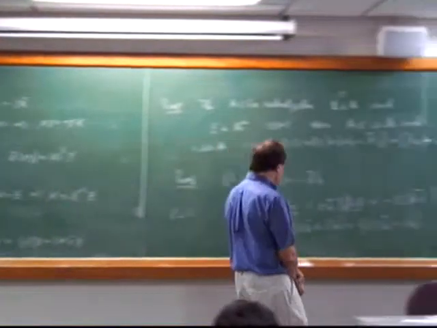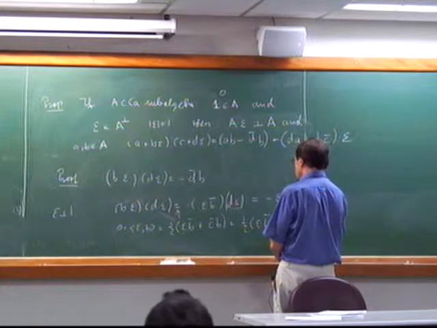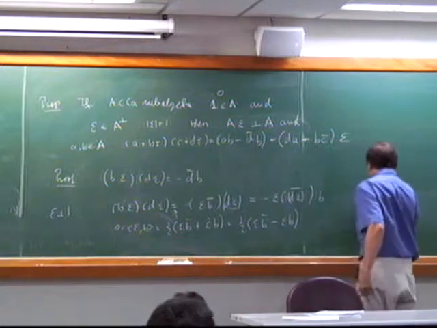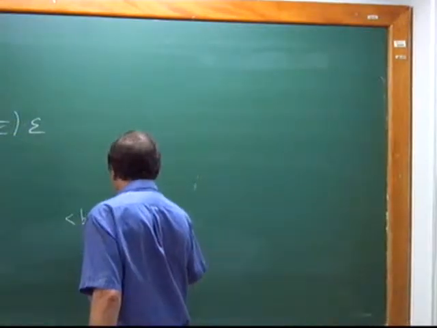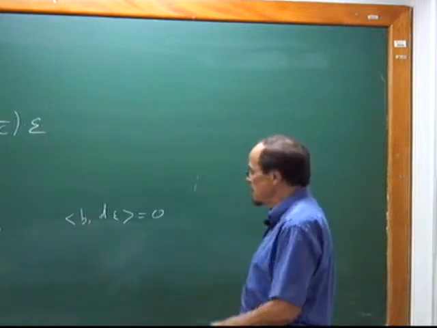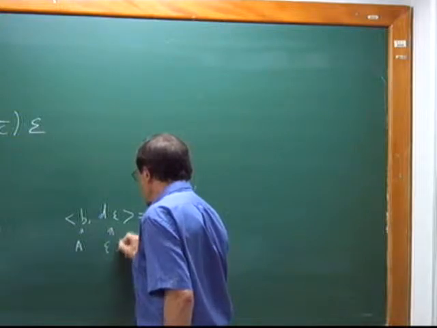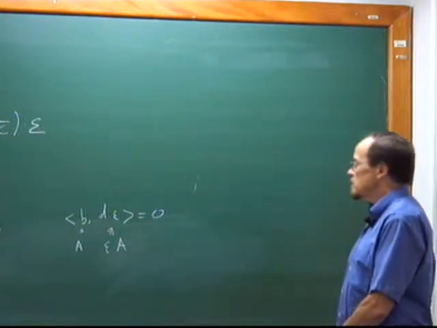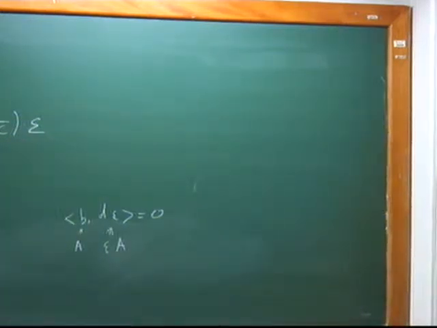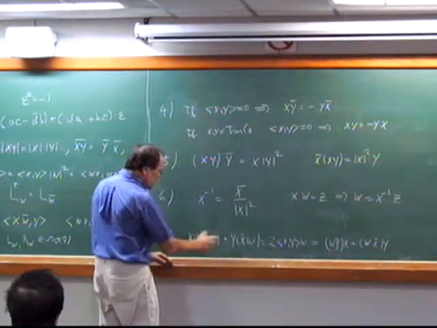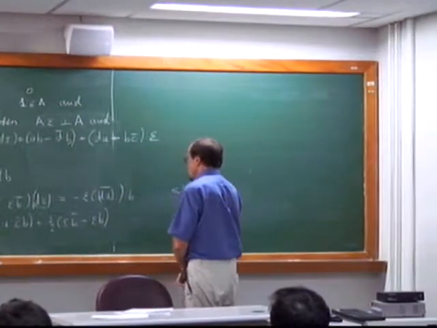Right, so let's see. When can I switch them around? When they're orthogonal. So notice here, I'm using the fact that B and D epsilon have inner product 0. This here lies in A, and this lies in epsilon times A. So they're orthogonal. So then since they're orthogonal, this right-hand side is 0, and then I can switch around these two here and pay the minus sign. Okay.